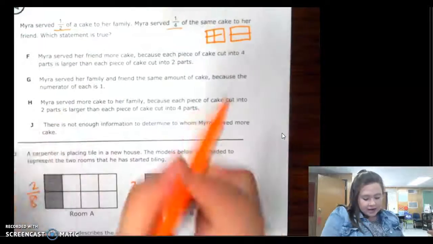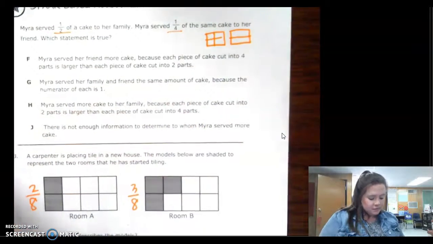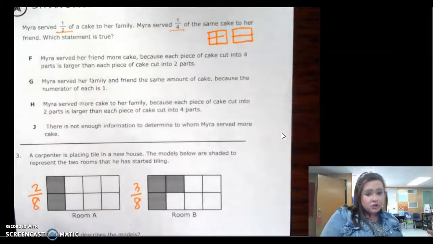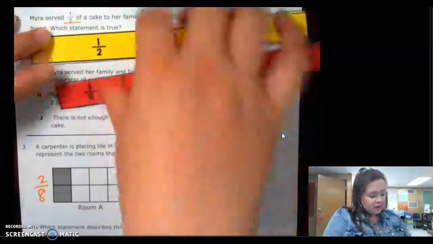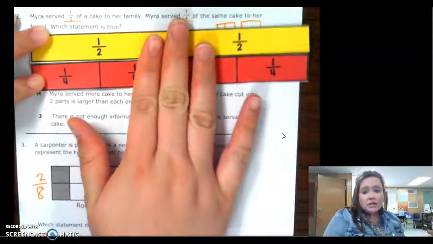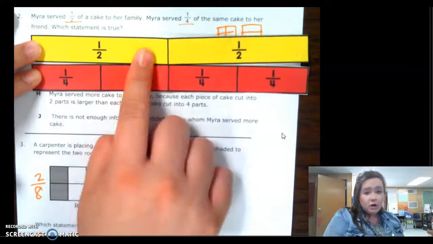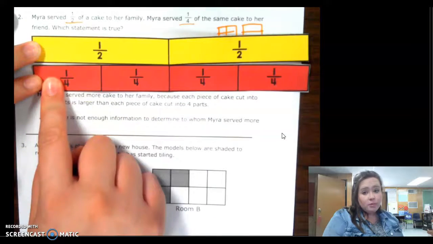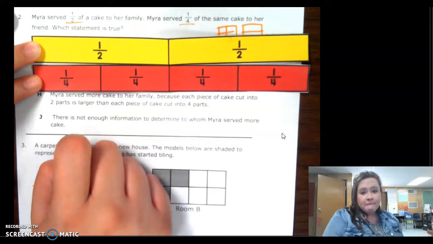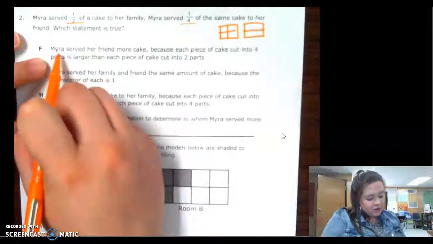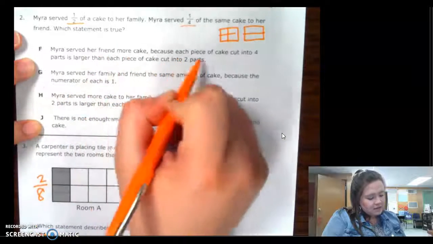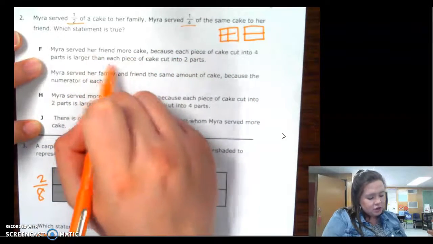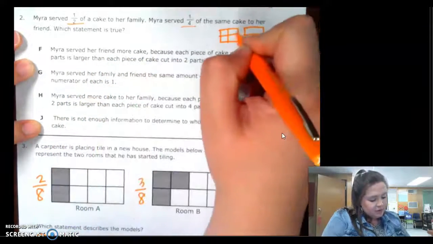Well, here's a cake cut into 4 parts. And there's a cake cut into 2 parts. Which parts are bigger? The 2 parts or one of the 4 parts? Yes, one of the 2 parts is going to be bigger. So Myra served her friend more cake because each piece of the cake cut into 4 parts is larger than each piece of cake cut into 2 parts. That is not true.